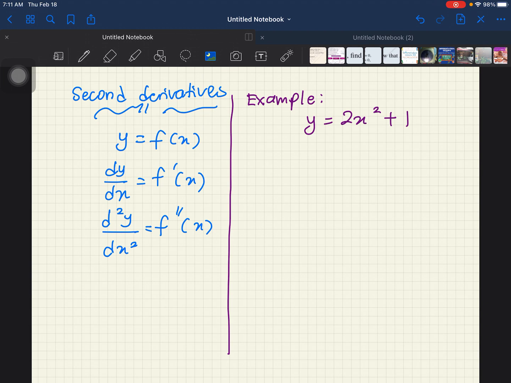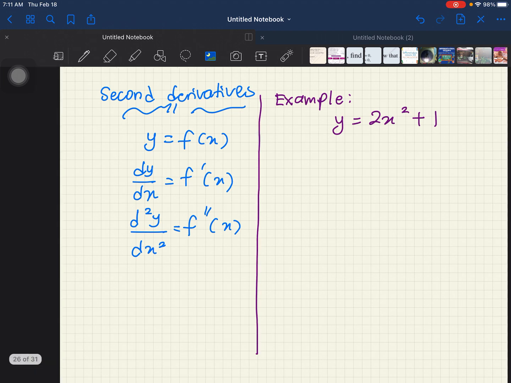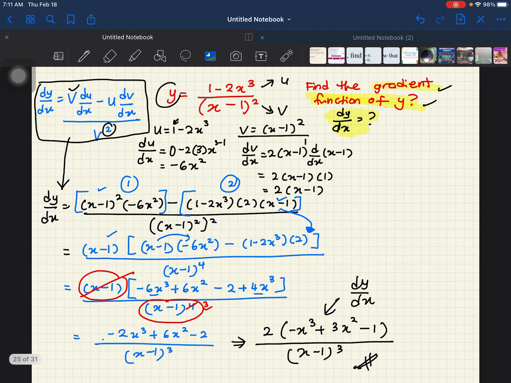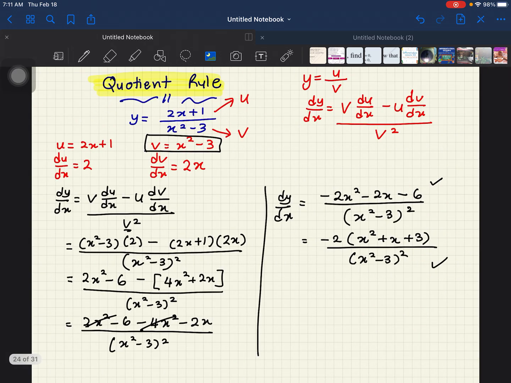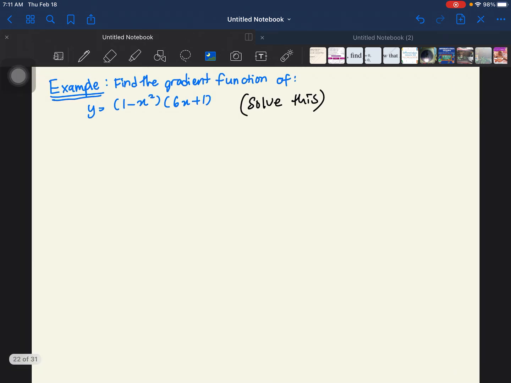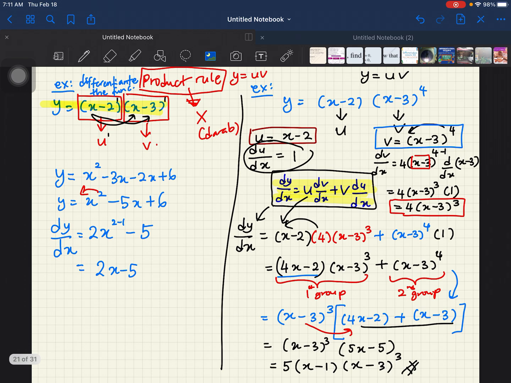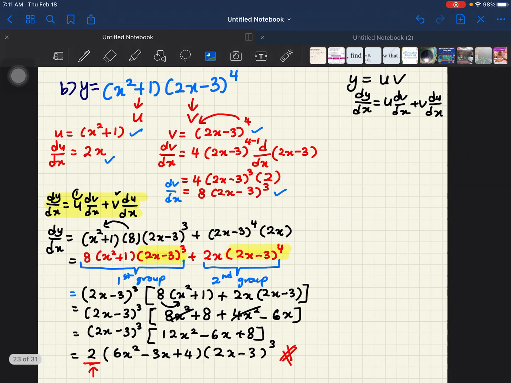Okay, so second derivative. We have already learned about the first derivative of differentiation, where you already know how to differentiate using the quotient rule and product rule, by using u and v.